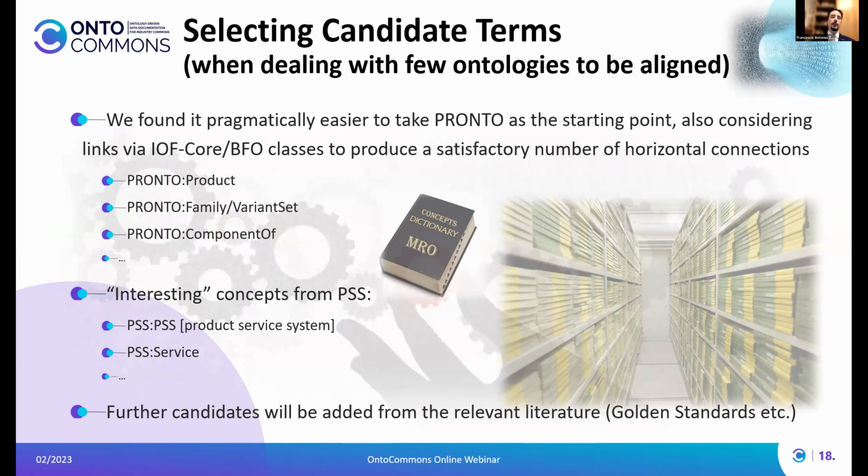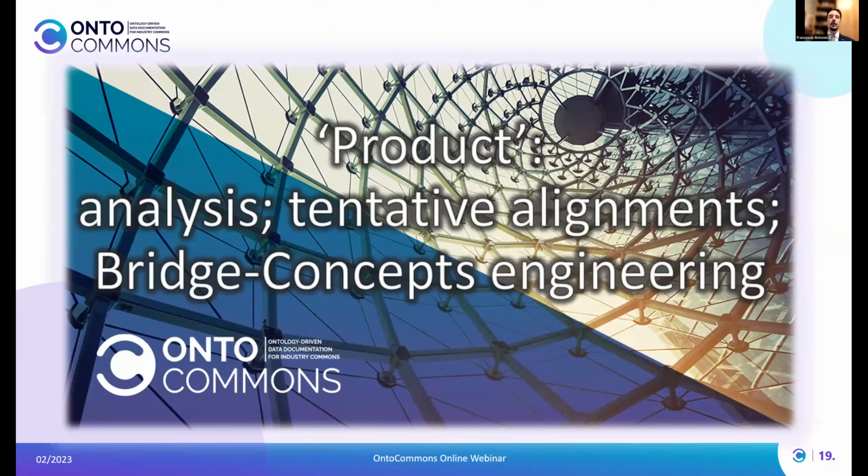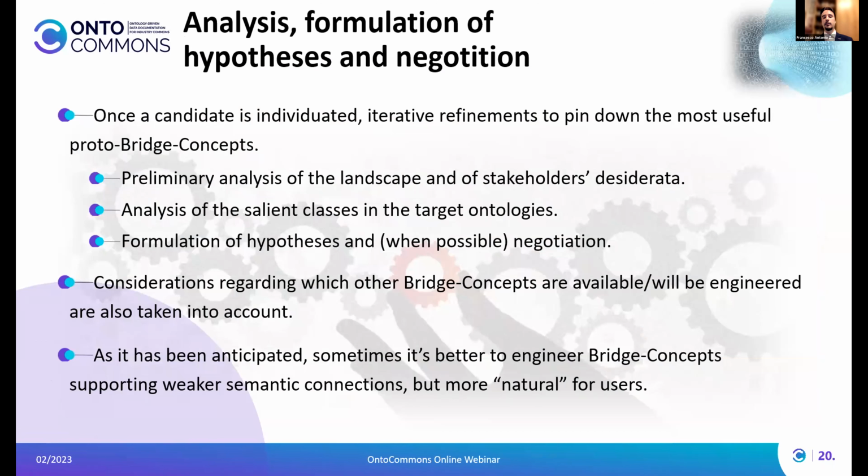that led to a first list of candidates, including also terms for which the resulting bridge concept will not serve as alignment per se, but could also be useful given the inclusion of other ontologies in the OCES. I think we don't have time to go into more details, but once a candidate is identified, the process proceeds iteratively to pin down the most useful proto-bridge concepts. That involves a preliminary analysis of the landscape and of stakeholders' desiderata, and the subsequent formulation of hypotheses.